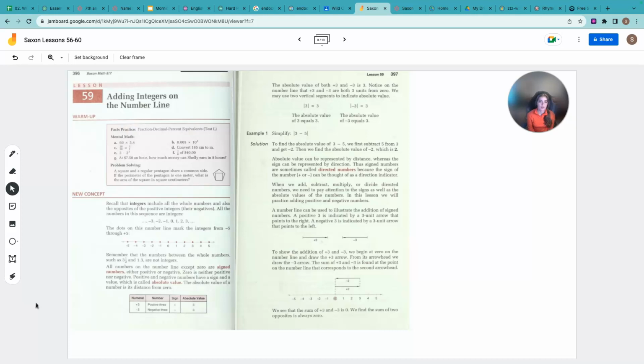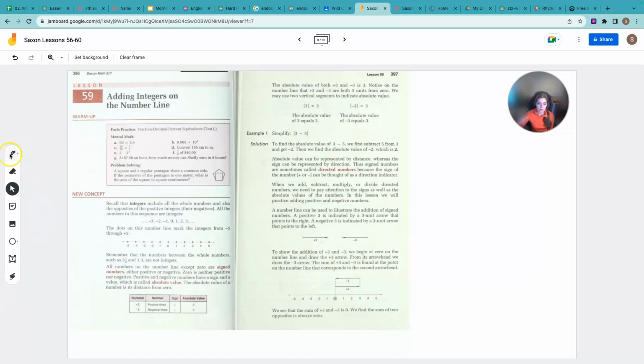Lesson 59 in Saxon L59, adding integers on the number line. So, basically, adding positive and negative numbers, and to see how to do it, we're using a number line. Recall that integers include both whole numbers and their negatives.